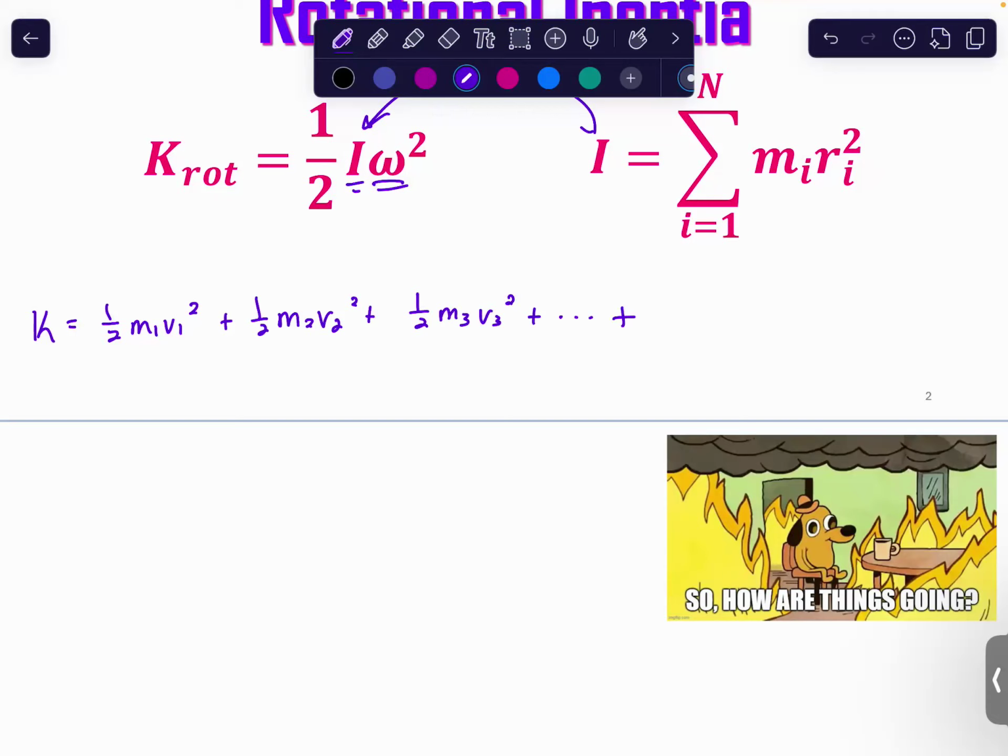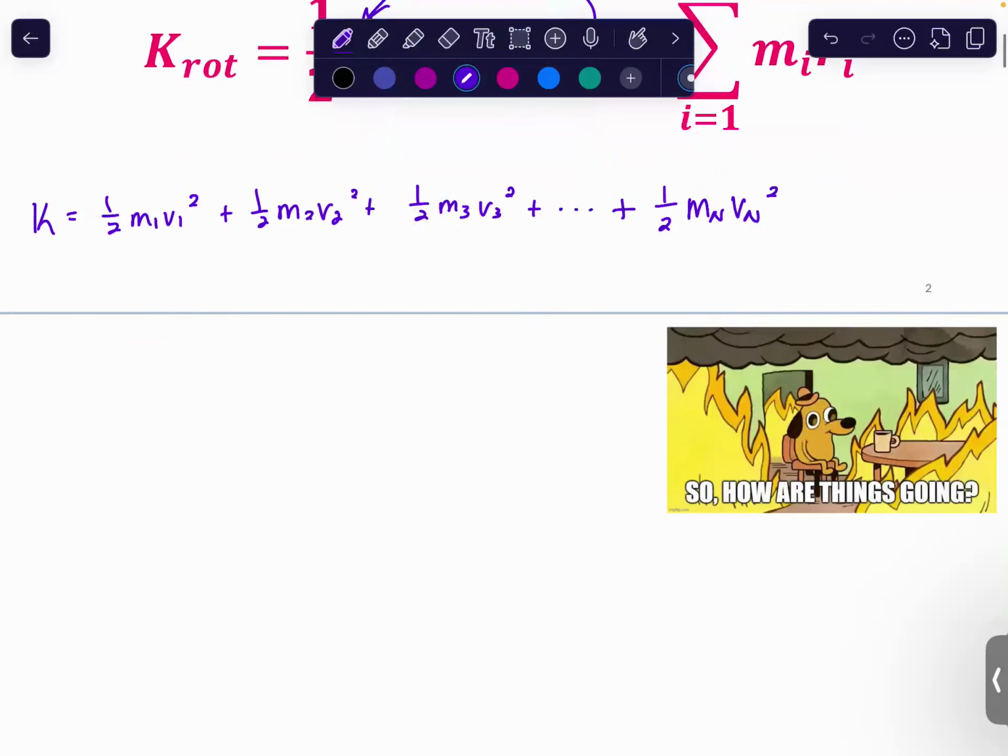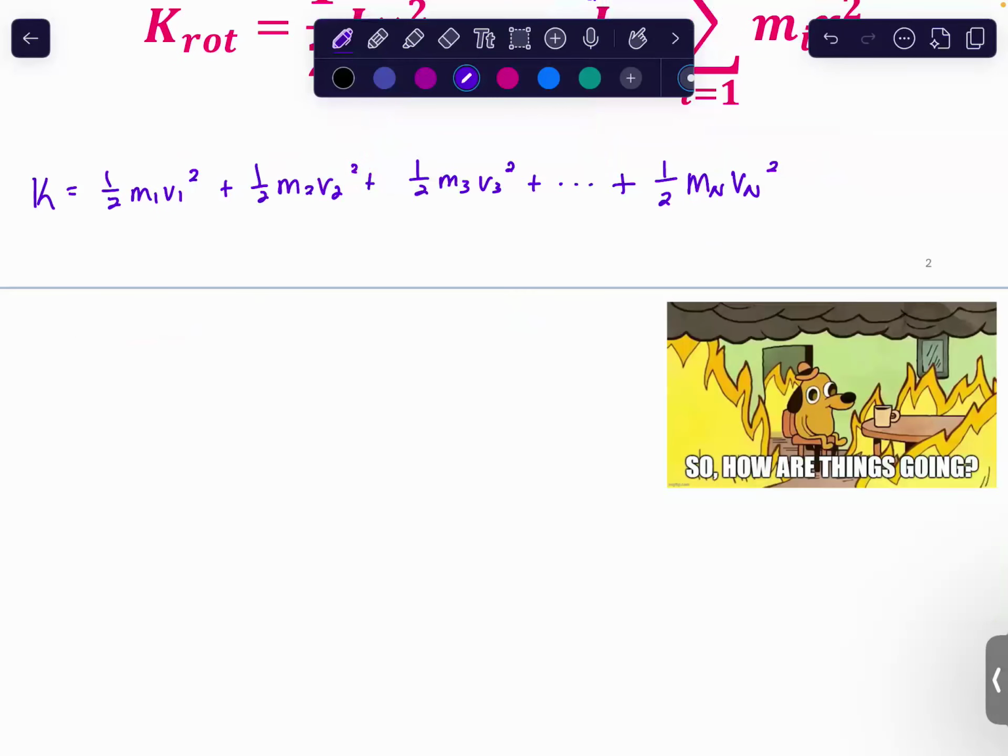we could carry this on to any number of entries. Which means that our kinetic energy for our system is going to be the sum of all the individual kinetic energies.